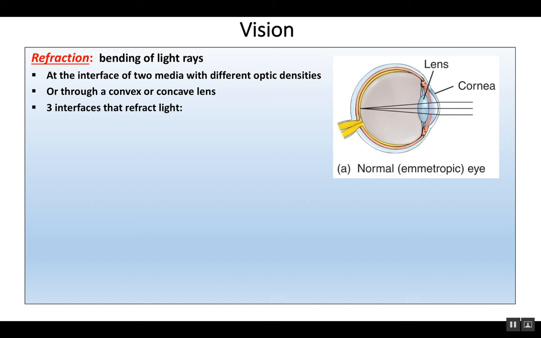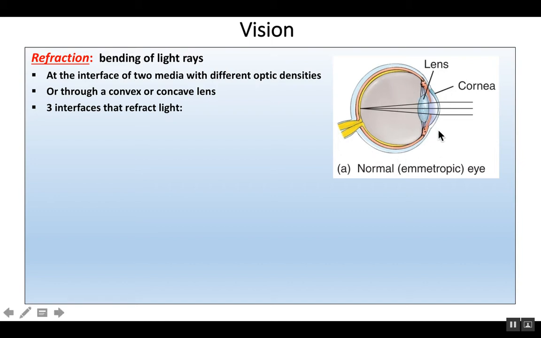Let's review some of the most important processes required for proper vision. The first one is refraction. Refraction is bending of light rays. There are many vision problems based on improper refraction. But let's look at what parts of the eyeball refract light.